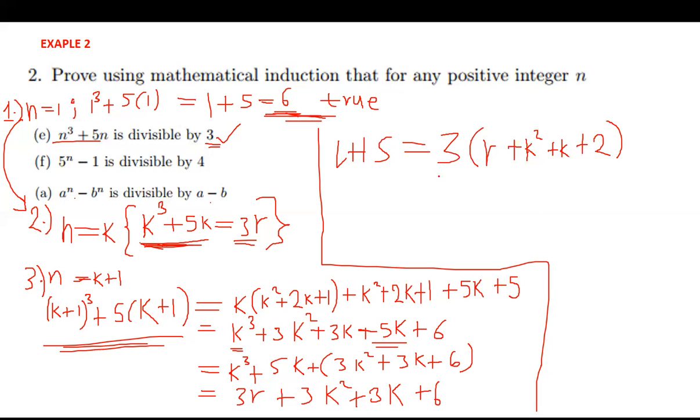So when you factorize this, it is simply telling you that this 3 can go into this expression this number of times. Hence, this given expression is divisible by 3 for all positive integers of n.